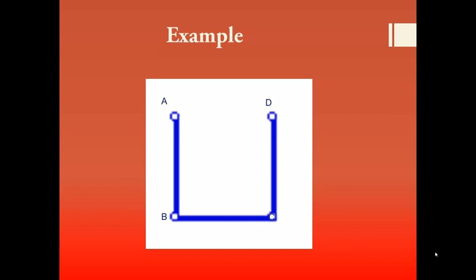Let's take another example. Look at the figure I have drawn, A, B, C, D. Here, if we start at A and go from B to C and D, we cannot come back to A. So, we cannot find its perimeter because it is an open figure.